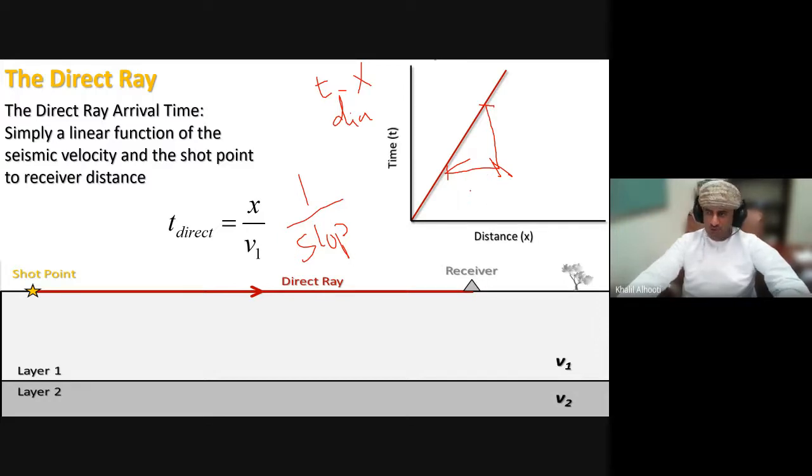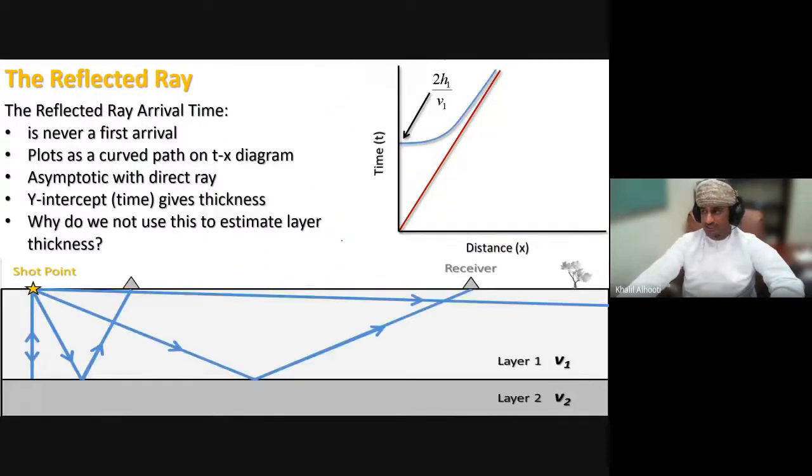Since you know that it's the slope, you just take two points. You can work out the change in X, this X minus this X, and this time minus this time. And this X over this time gives you what we call the velocity. That's the direct velocity. That's how we work out the direct.